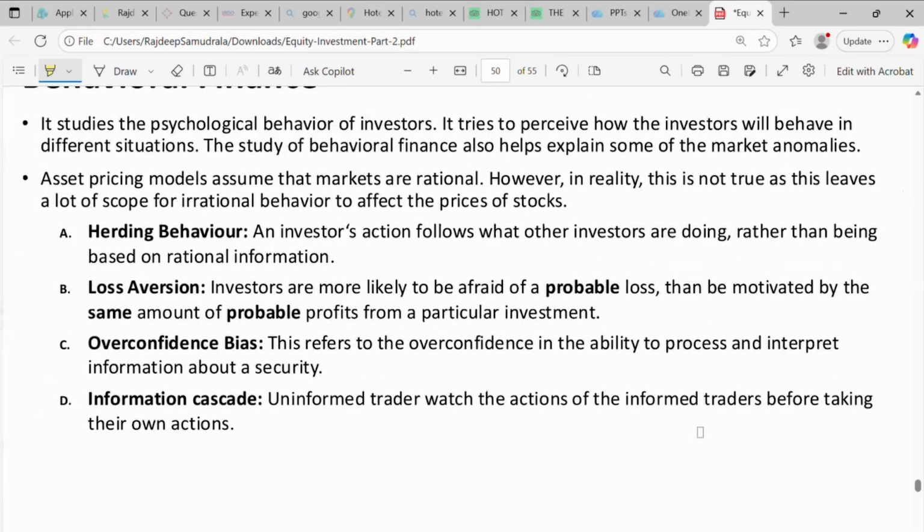That's why you have things like upper circuit and lower circuit. When everyone's buying, you'll also enter and say, I also want to buy. You'll join the crowd. Lower circuit is when everyone's selling, and you also will sell. So that is called herding behavior.